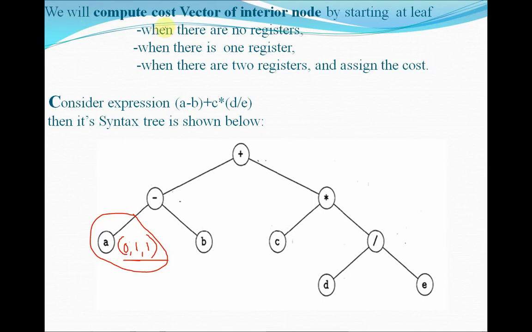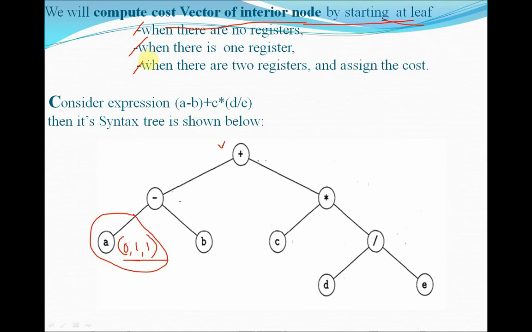We will compute the cost vector of interior nodes by starting at the leaves. To compute the cost vector of each and every node of this tree, we start from the leaf, because the interior node cost vector requires its child node cost vector values. For that reason we start from the leaf and we take 3 categories: when there are no registers, when there is 1 register, and when there are 2 registers.